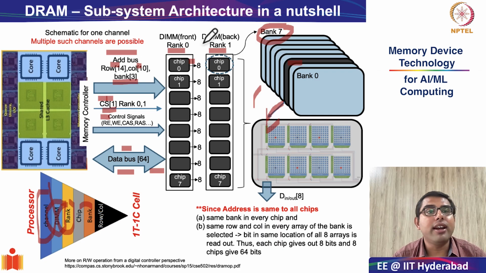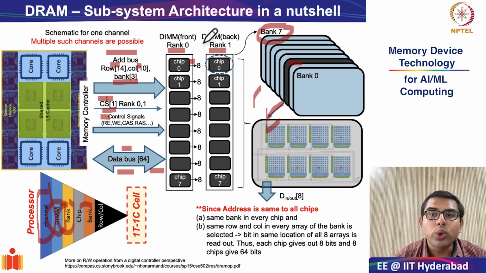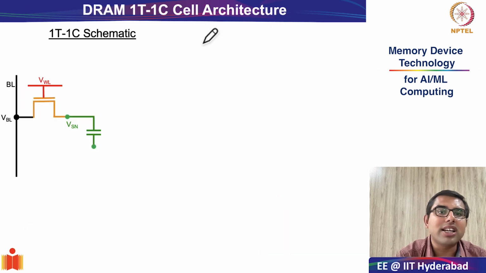And now we are in a very good position to go to the very interesting element right at the bottom of the hierarchy, which is the individual 1T 1C cell. So now we will begin our study of the individual 1T 1C cell, and let's look at its schematic.